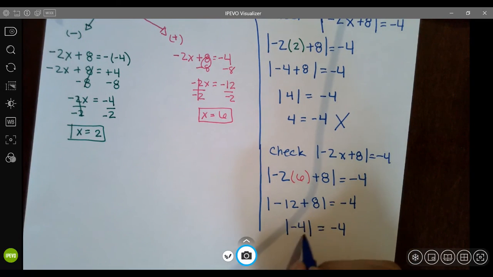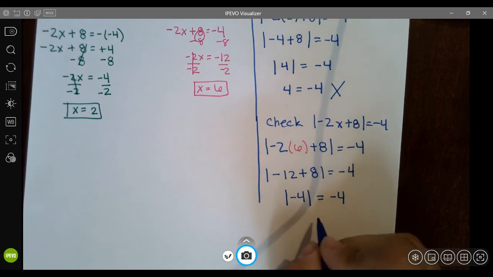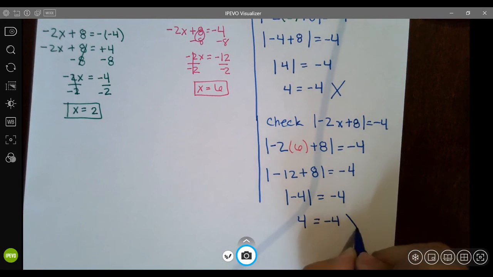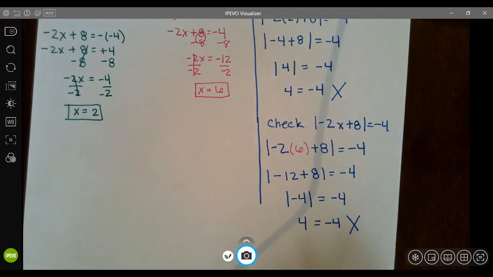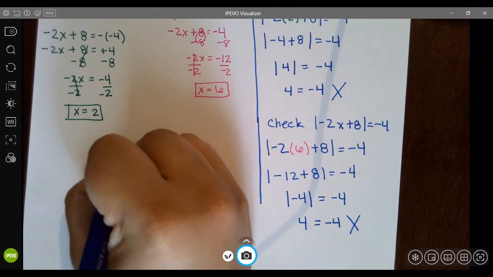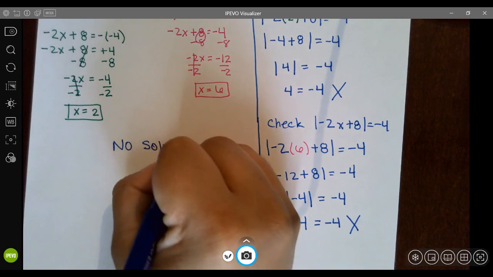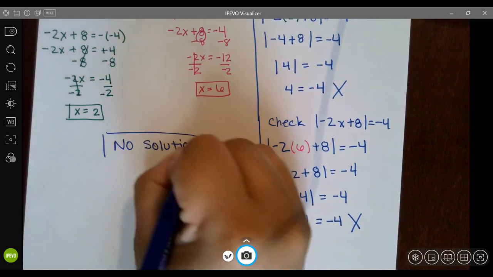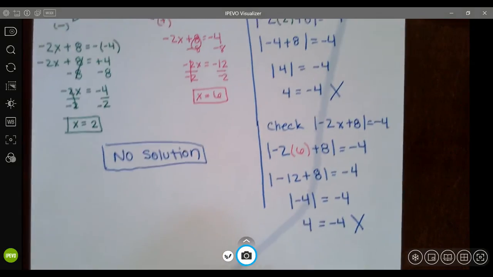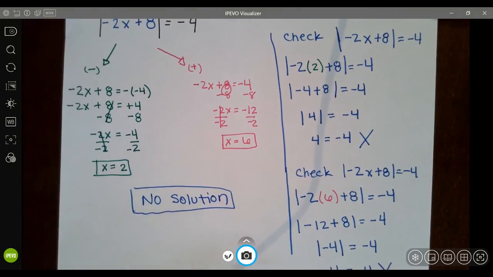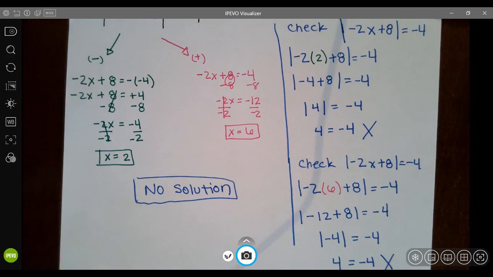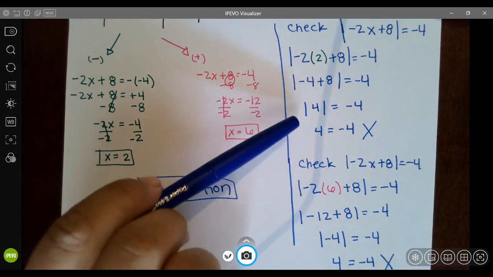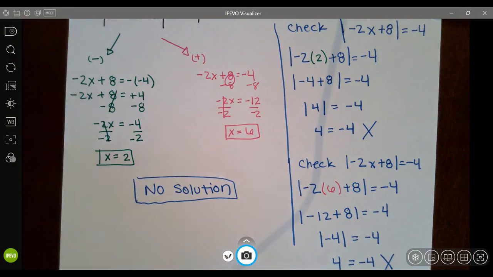And we know absolute value is the distance. Distance is always positive. So when we take negative 4 outside of the absolute value, it becomes a positive 4. And that is not equal to negative 4. So over here, I'm going to write no solution. Okay. So this one has an extraneous solution. So we have solutions, but they don't work out. So we end up having no solution for this problem.